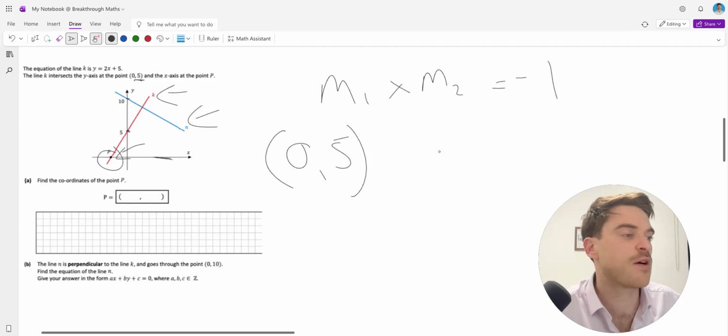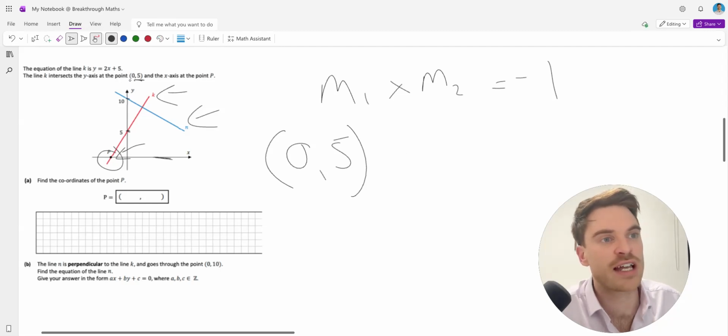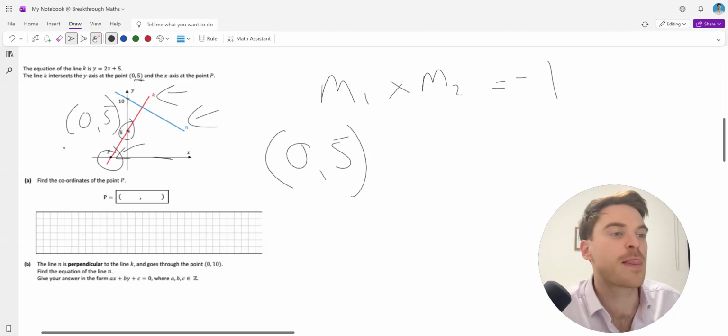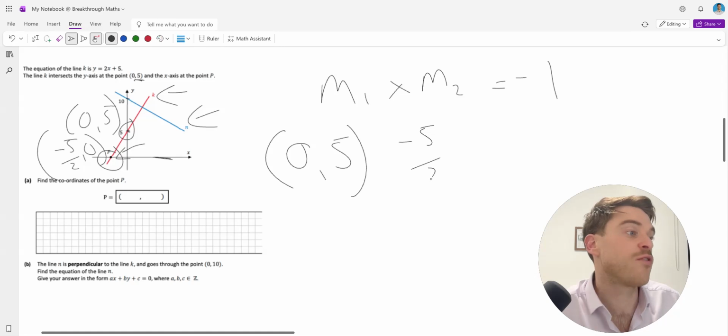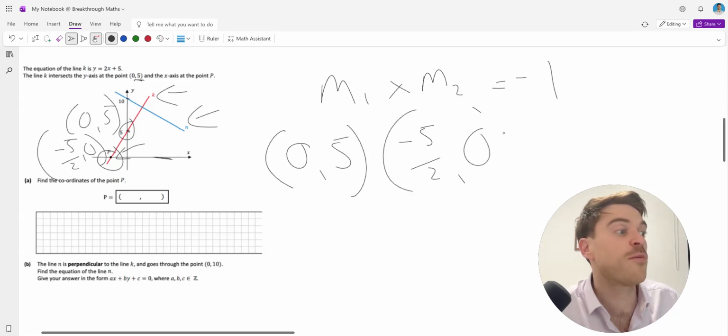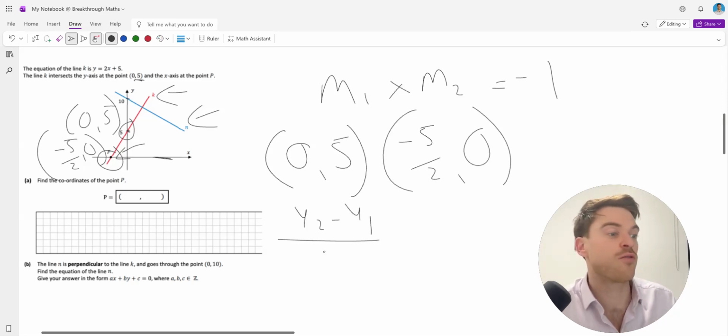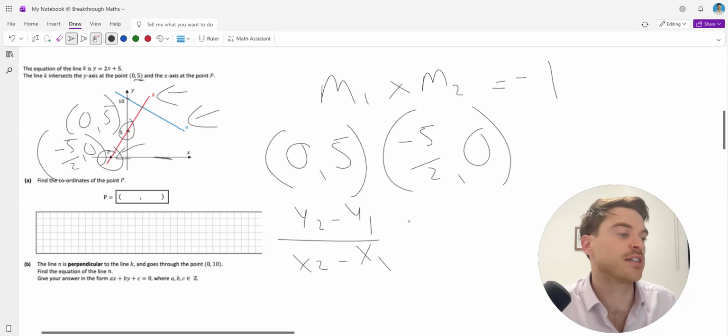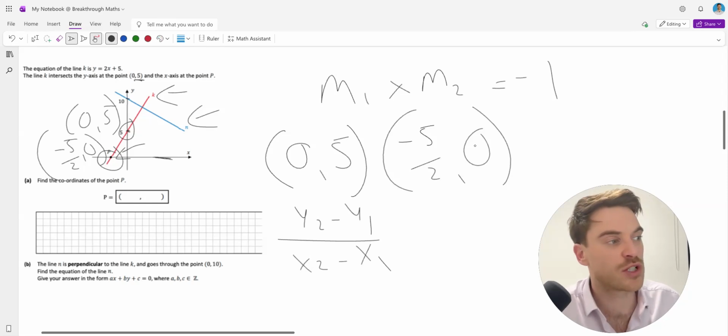All right, so we found that. You have (0, 5), where K intersects the y-axis, and the other one, which we found, was (minus 5 over 2, 0). You can just put them into your formula for the slope. What's the slope formula? You should learn this off by heart: y2 minus y1 all over x2 minus x1. Have it burnt in. Get a tattoo of it on your Junior Cert holiday.